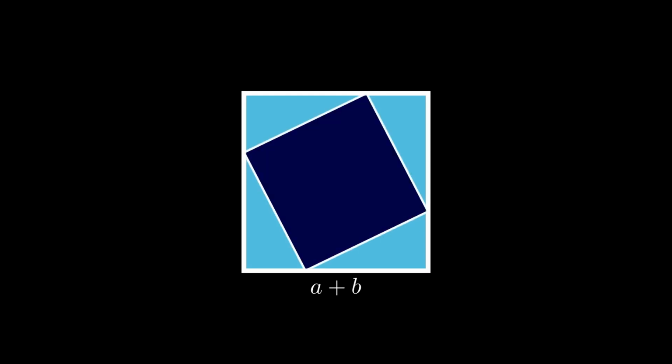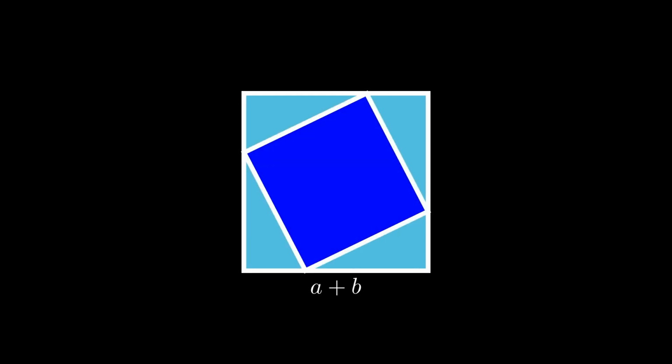Start with a right-angled triangle with side lengths of A, B, and C. Let's take 4 copies of this triangle and arrange them like this. This forms a square of side length A plus B. Notice how it also forms a smaller square of side length C which has an area of C squared. We'll put this to the side and call this figure 1.